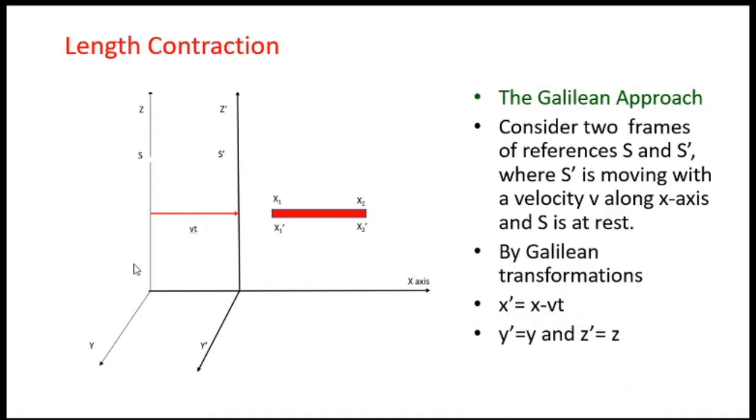Now by Galilean transformation, if there is any point having a certain coordinate, then we have seen that there are certain relations. So according to Galilean transformation, x dash is equal to x minus vt and the y and z coordinates remain same. y dash is equal to y and z dash is equal to z.